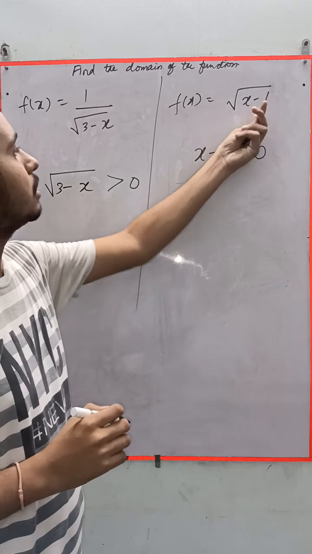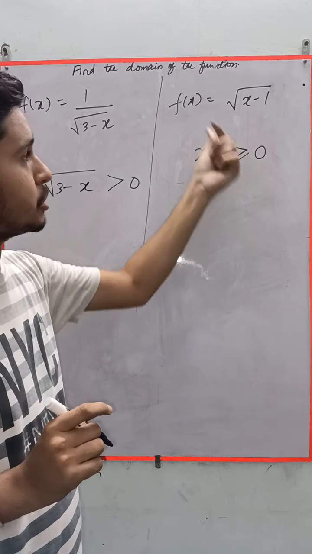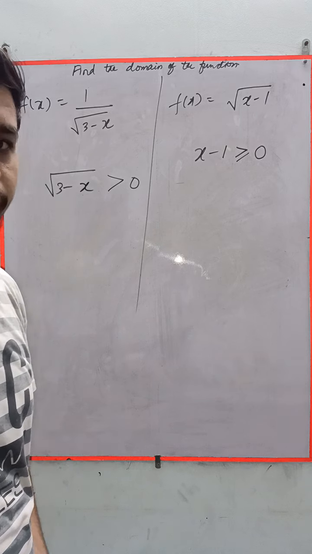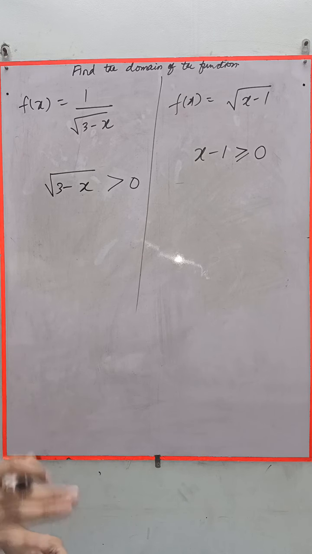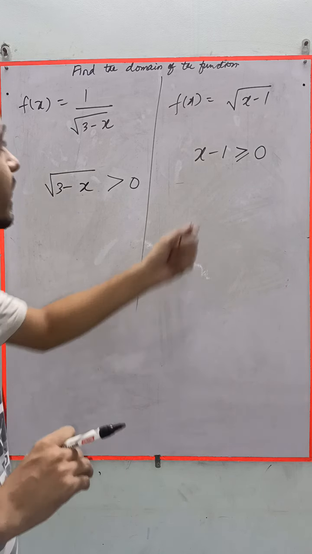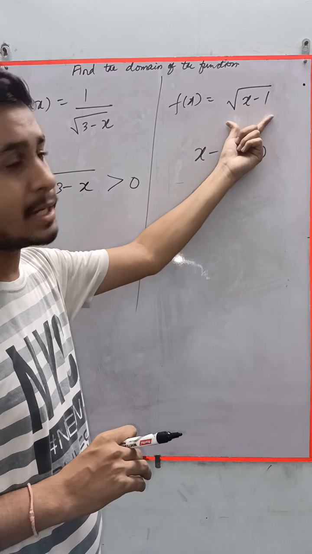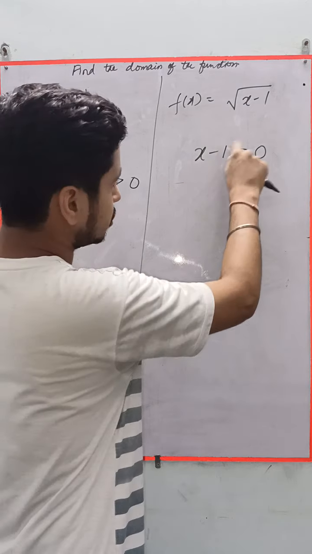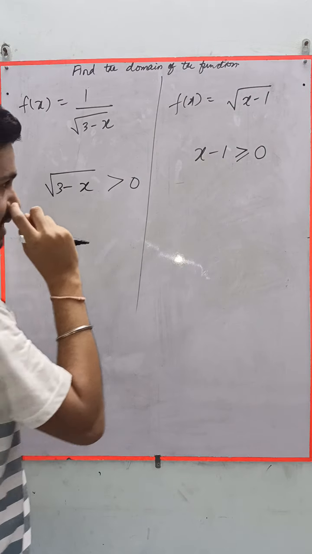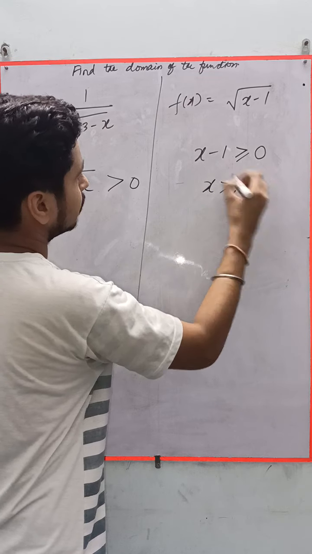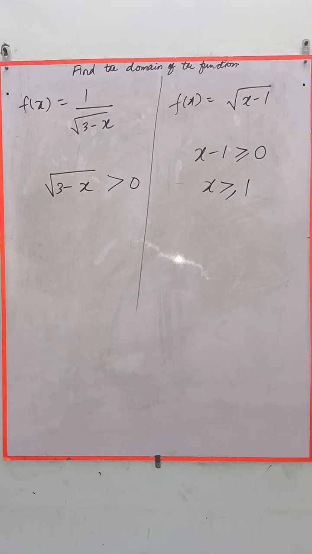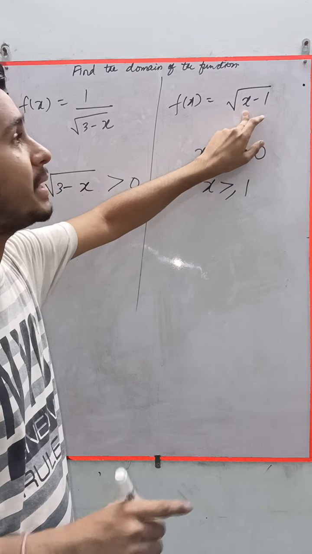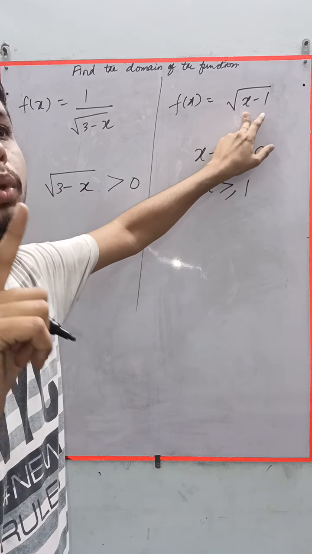The thing is, it should not give an unreal answer. 0 is acceptable. 0 is totally okay for us because that is considered a real number. But a negative number inside the root is not a real number. So x minus 1 should be greater than or equal to 0, meaning x should be greater than or equal to 1.